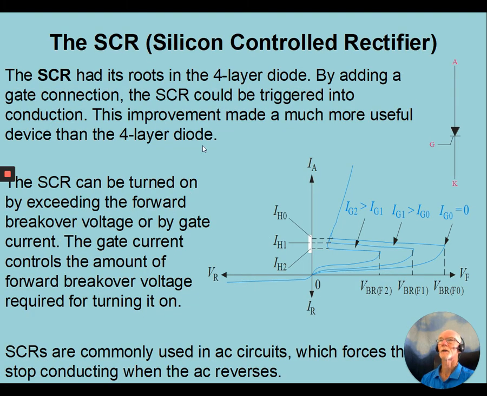The silicon controlled rectifier is similar to the 4-layer diode, except it has 3 terminals. One of its terminals is called the gate. Instead of the 4-layer diode, which has a turn on point fixed at manufacture, with the silicon controlled rectifier we can decide when it's turned on. So we can decide at which point to turn it on.